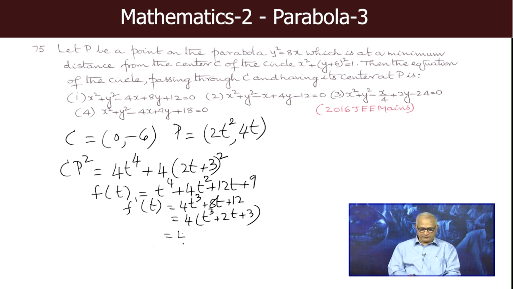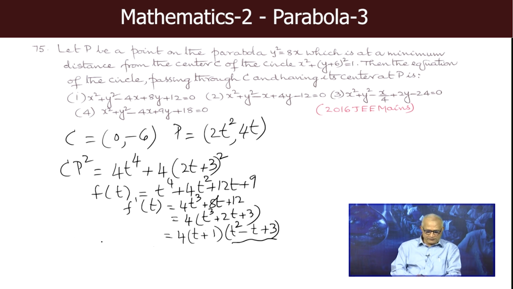Therefore, t plus 1 is a factor of this cubic polynomial. The other factor is t square minus t plus 3. Well, this can never be 0. T square minus t plus 3 is always positive, because the discriminant is negative and the coefficient of t square, 1, is positive. Therefore, it takes positive values for all parametric values of t. Therefore, f dash t is 0 only when t equal to minus 1. So, this must give a minimum value for CP.